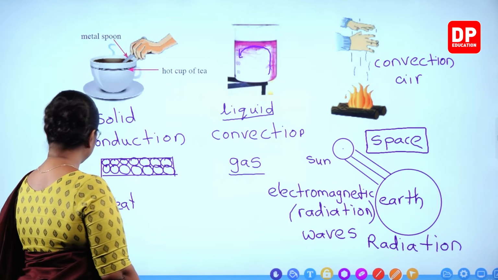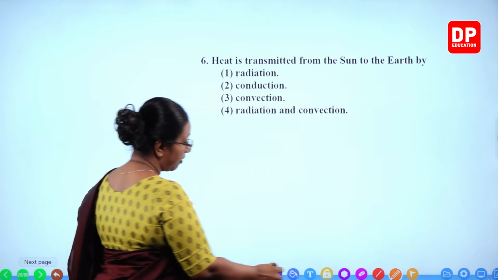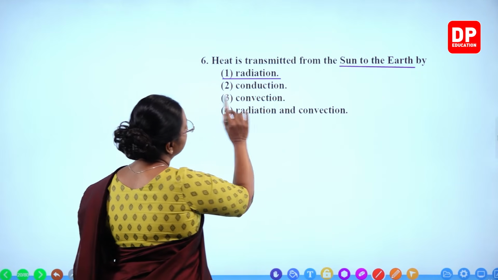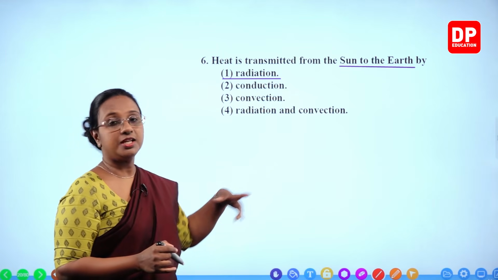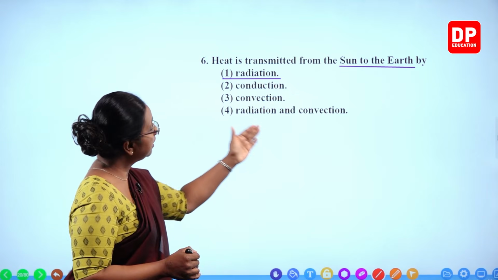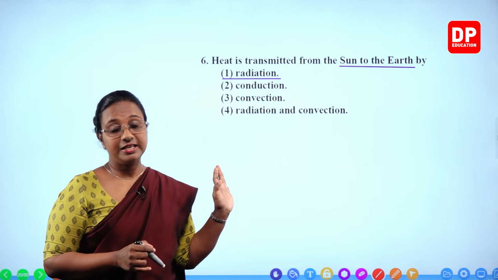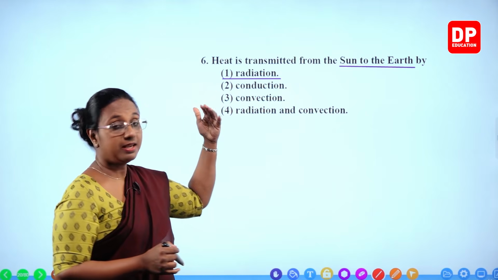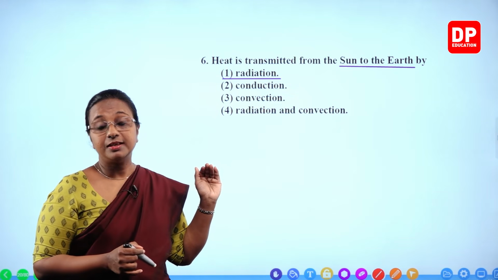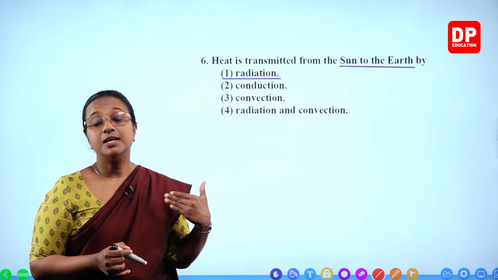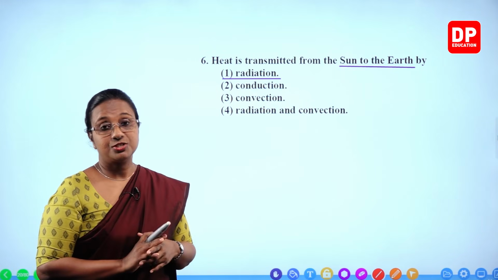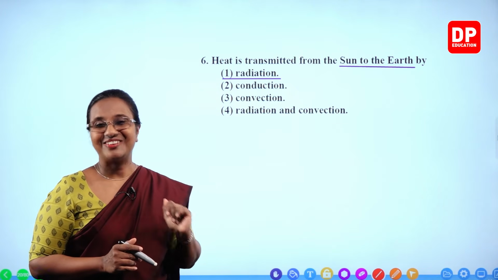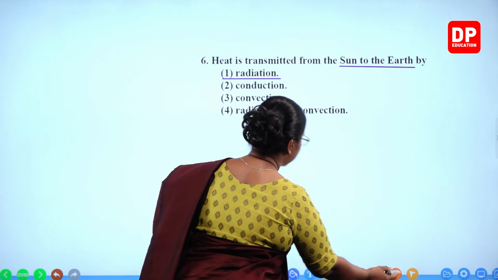Now if we answer the question, heat is transmitted from the sun to the earth by radiation. Conduction, you need the solid. Convection, it has to be either liquid or gas. Radiation and convection, that is also incorrect, because from the sun to the earth, we normally take it as radiation, because directly the electromagnetic rays come and fall onto the earth's surface. Is that clear, students? So the correct answer is radiation. I'm sure you can understand that. With that, the next question.